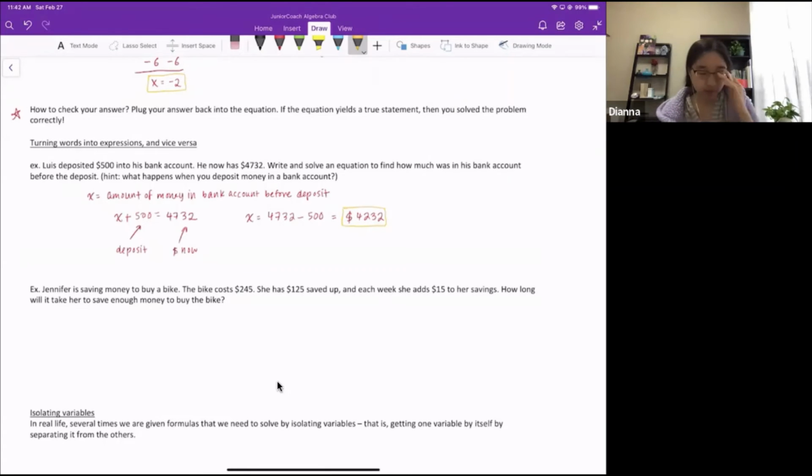Okay, so this one is pretty similar, right? The end goal or the ending amount of money is higher than the amount that she initially saved. So kind of a little sanity check. So initially she has 125. This is the amount she has saved.